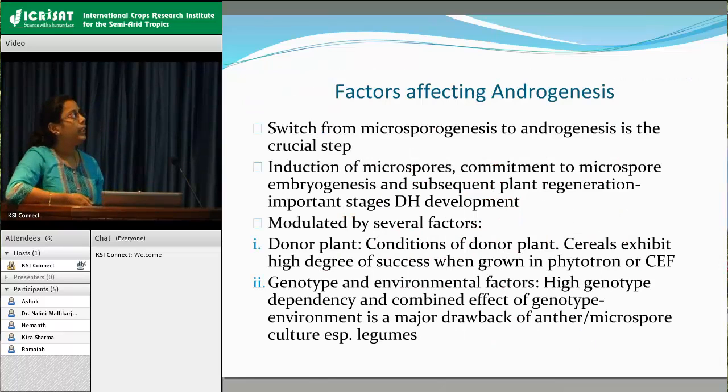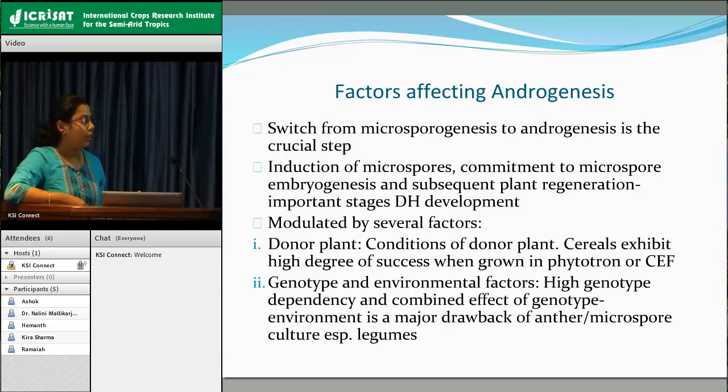So just to give a brief introduction of factors which affect androgenesis: the switch from microsporogenesis to androgenesis is a crucial step, and the switch basically determines whether we get a successful protocol or not. Induction of microspores and the further commitment to microspore embryogenesis is very essential, and it's a preliminary step to further development of callus and plant regeneration. The most important factors which affect androgenesis are the conditions of donor plants. It's usually observed that cereals grown in a phytotron in a controlled environment respond better than field-grown crops.